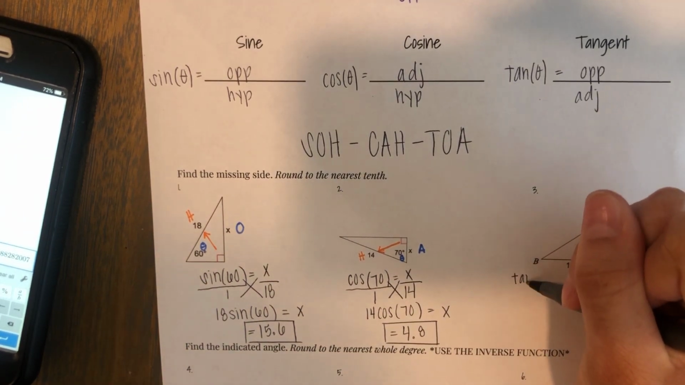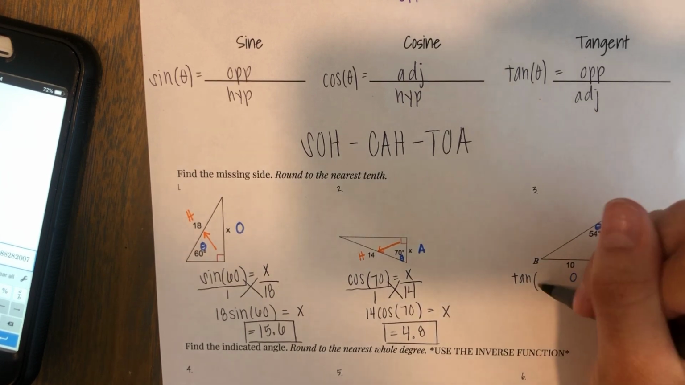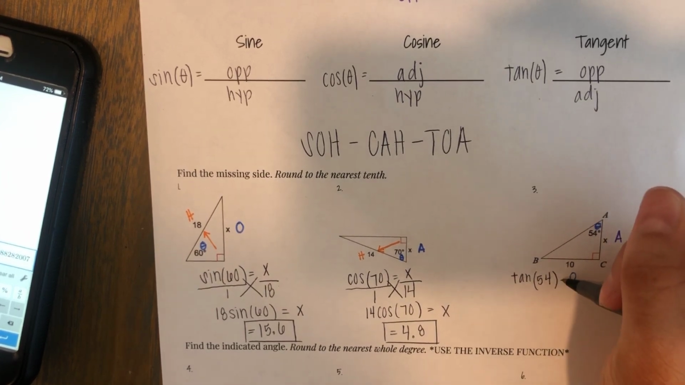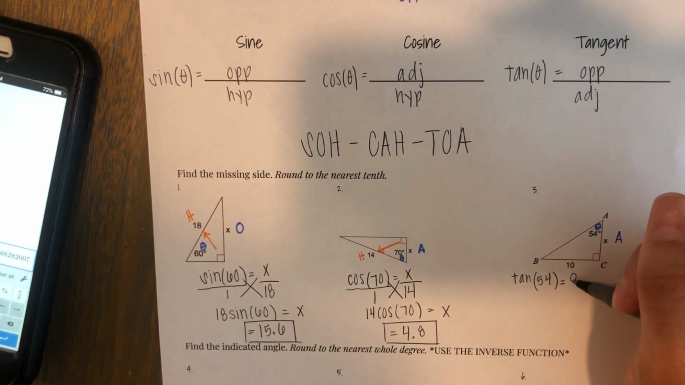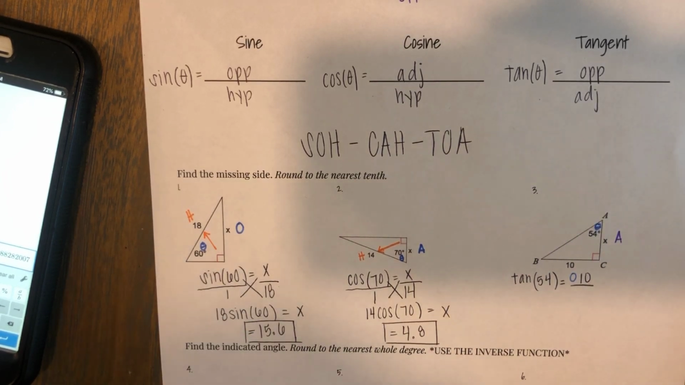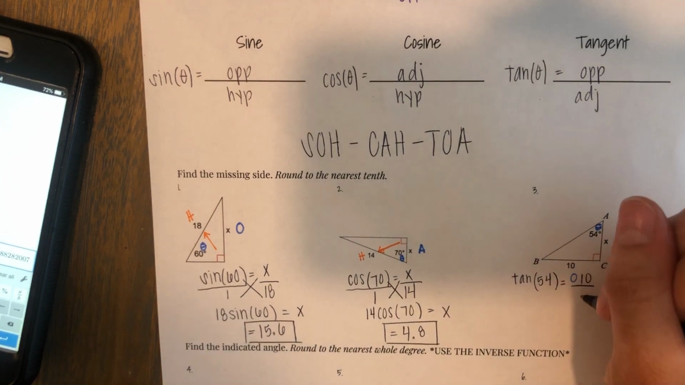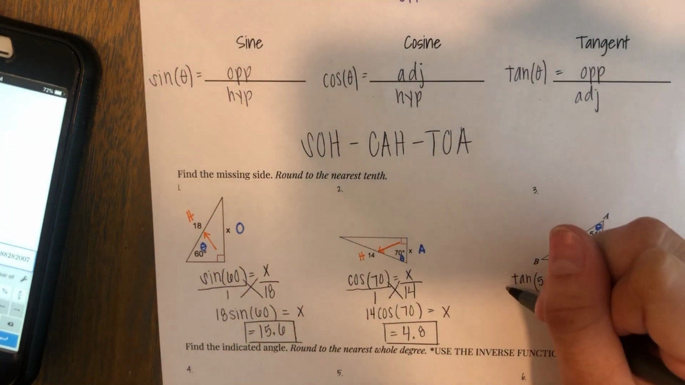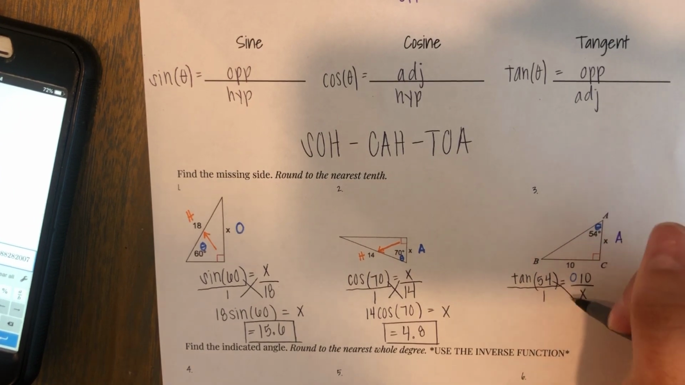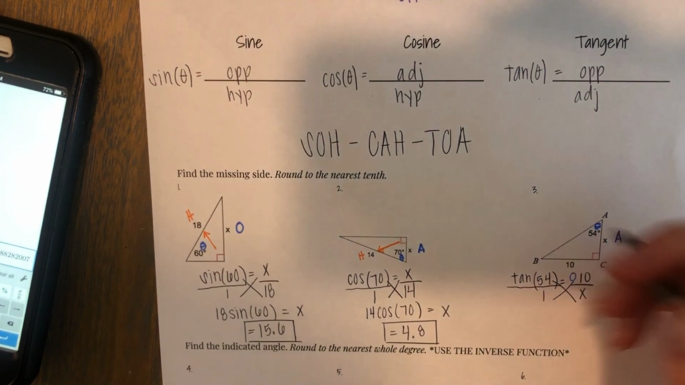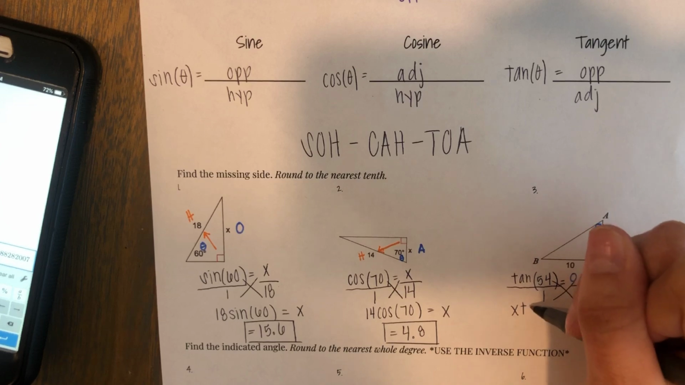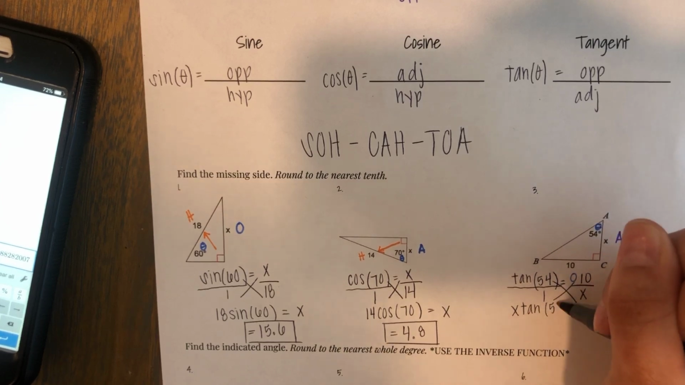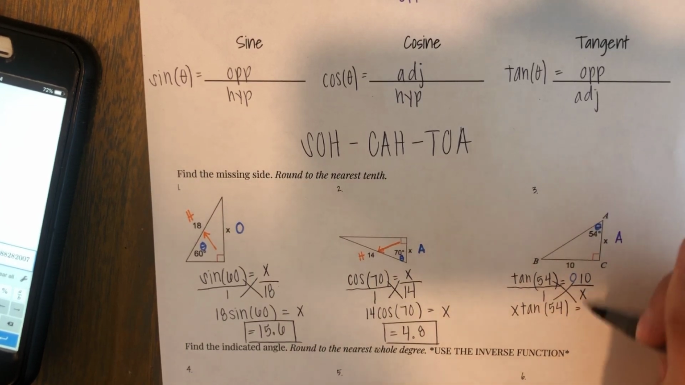So it's tangent of 54 equals opposite, which is 10. Sorry, that O is in the way. Over adjacent, which is x. So do the same thing, put it over 1. So now x is being multiplied with tangent of 54. And then 1 times 10 is 10.